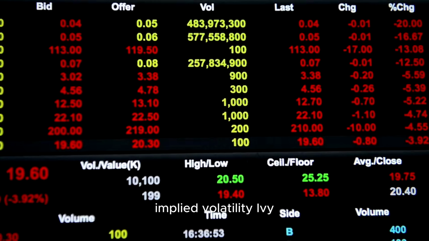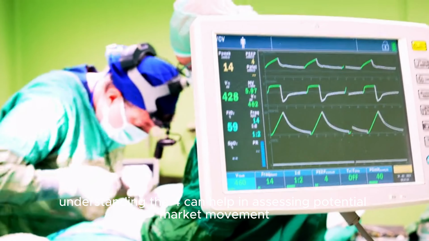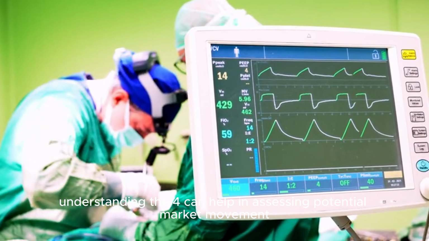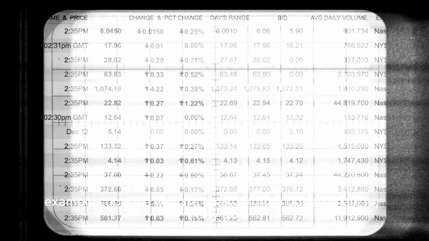Implied volatility IV. Higher IV often means higher option premiums. Understanding the IV can help in assessing potential market movement. Example: suppose you are analyzing the option chain for Nifty 50.